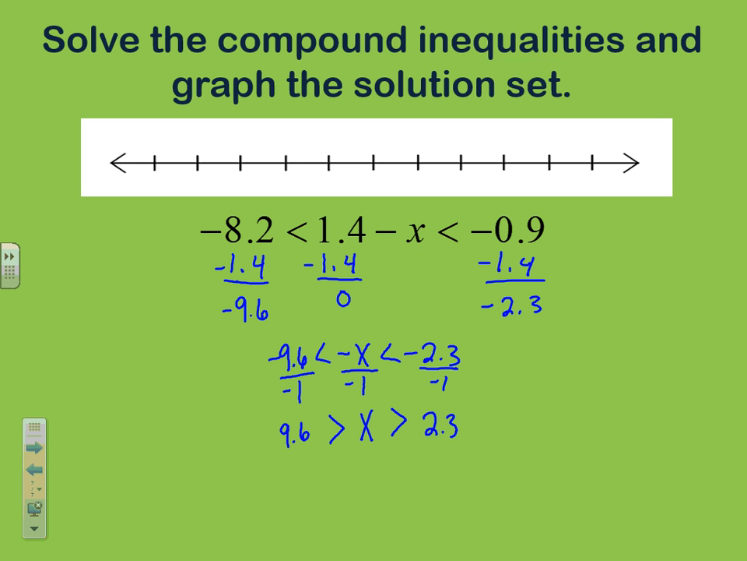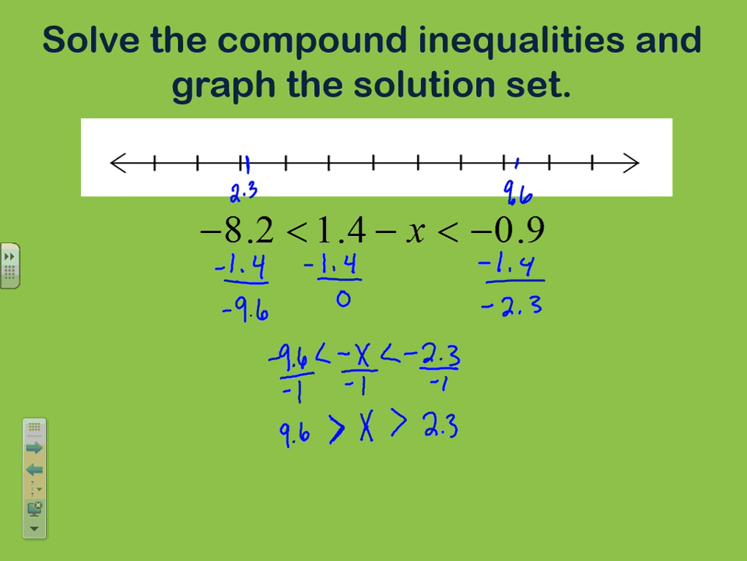Now again, you read it from the center to the left or the right. If we read it from the center, starting with the x, to the left, we would say x is less than 9.6. If we read it to the right, we would say x is greater than 2.3. So again, we're not going to draw this to any kind of scale. Let's just say 2.3 is right here, and over here, let's say 9.6.